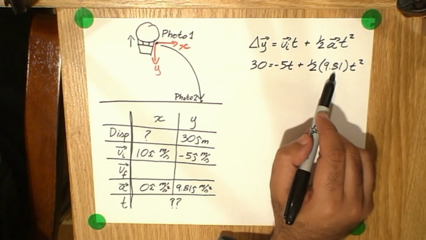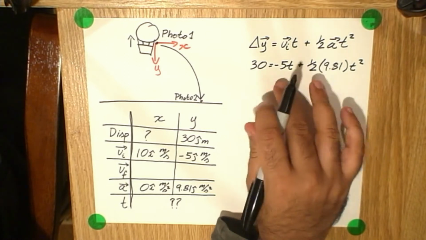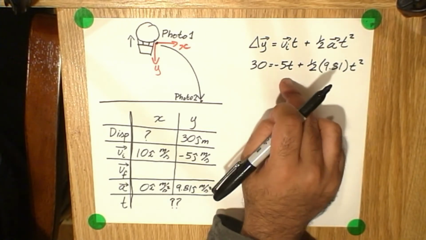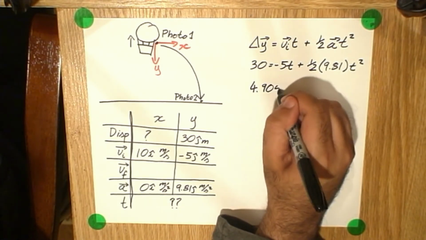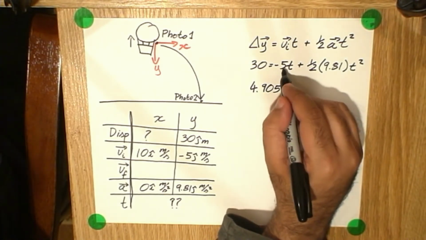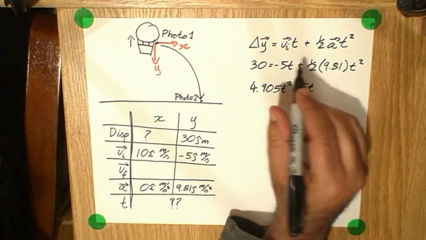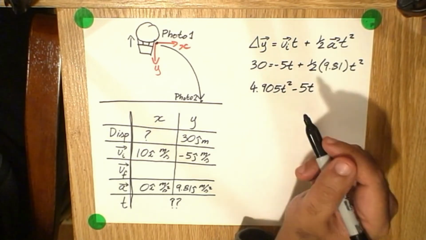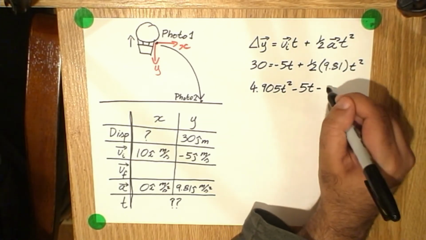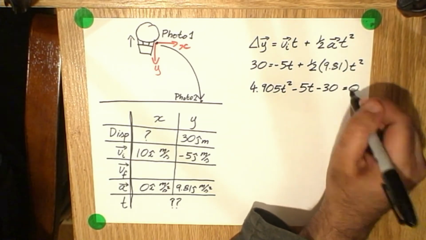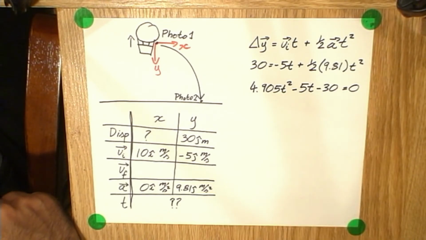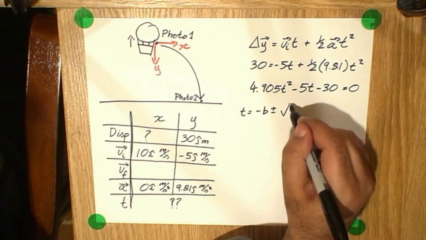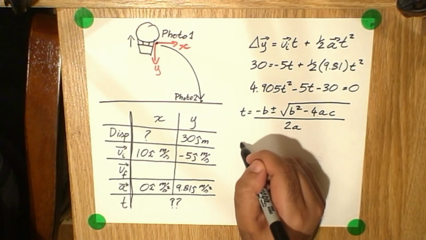And then let's simplify somewhat. Half of 9.81 is 4.905, and I'm going to flip the order of these 2 terms so that we can put it into standard form. Then comes the minus 5t. The 30 can come over to the other side, which means we subtract it from both sides, which means this becomes a negative 30. And the whole thing is equal to 0. Okay, we now have a quadratic equation. So let's apply the quadratic formula, and then substitute everything in.